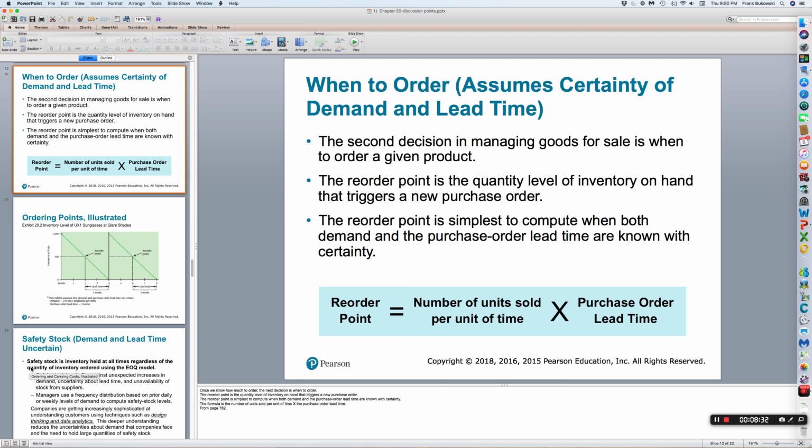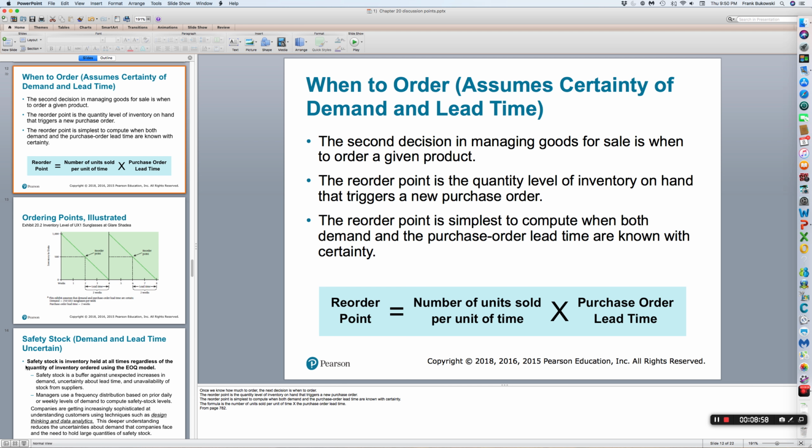Okay, the second decision in managing goods for sale is when we need to order a given product. This is what we call the reorder point. It's the quantity level of inventory on hand. When we get to that certain lower level, that triggers a new purchase order. So the reorder point is simplest to compute when we know both demand and the purchase order lead time.